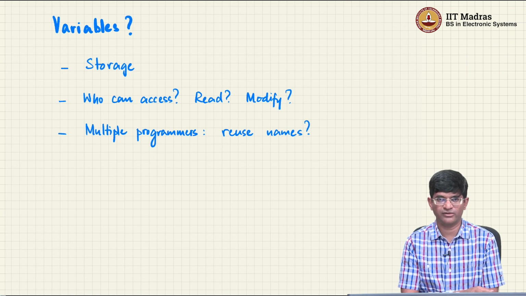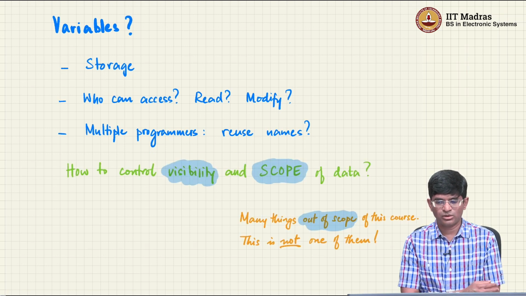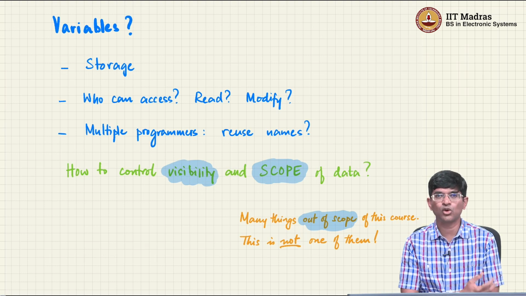That would be quite horrible if I needed to invent new names for variables every time I wanted to run a loop. So the question that we are trying to answer is, how do we control the visibility, and the term that is used over here is the scope of the data, okay. So what do we mean by scope?